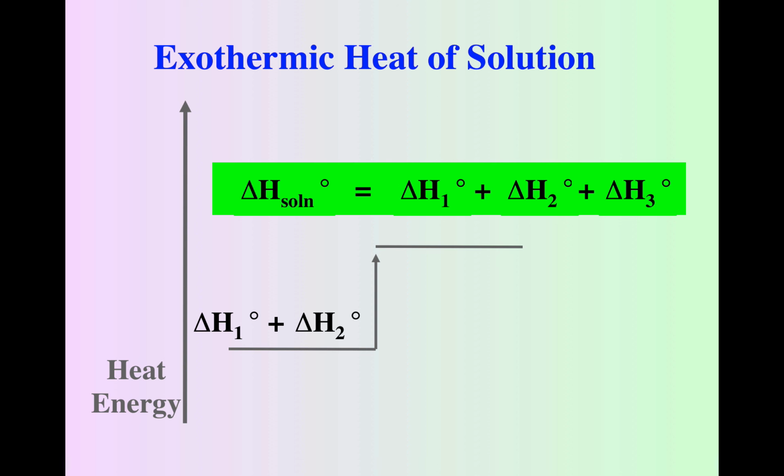With an exothermic heat of solution, you're getting more heat released when the solute surrounds the solvent than you have to put in to expand the solute and the solvent. So you get a heat release when the solute surrounds the solvent. So add delta H1 to delta H2 to delta H3, and you would get the overall heat change in the solution process.